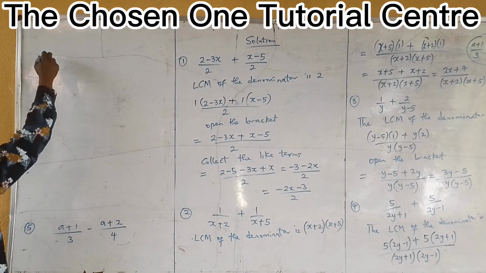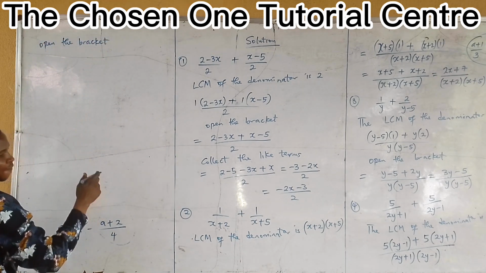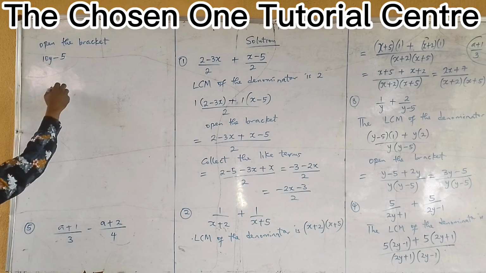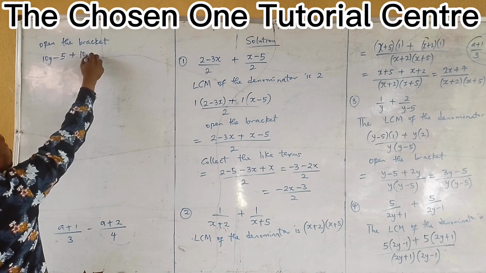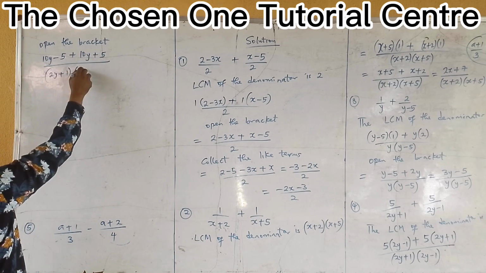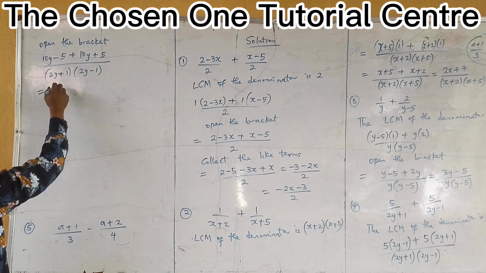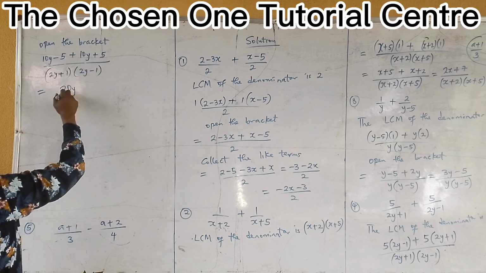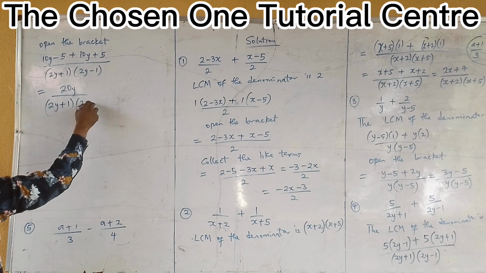So by the time we open the brackets, we are going to have 5 times 2y, which will give us 10y. 5 times 1 will give us 5. Plus 5 times 2y, that will be 10y. 5 times 1, that will be plus 5. Over (2y plus 1)(2y minus 1). So we are going to have 10y plus 10y, that will be 20y. Minus 5 plus 5 will be 0. So we are going to have 20y over (2y plus 1)(2y minus 1).